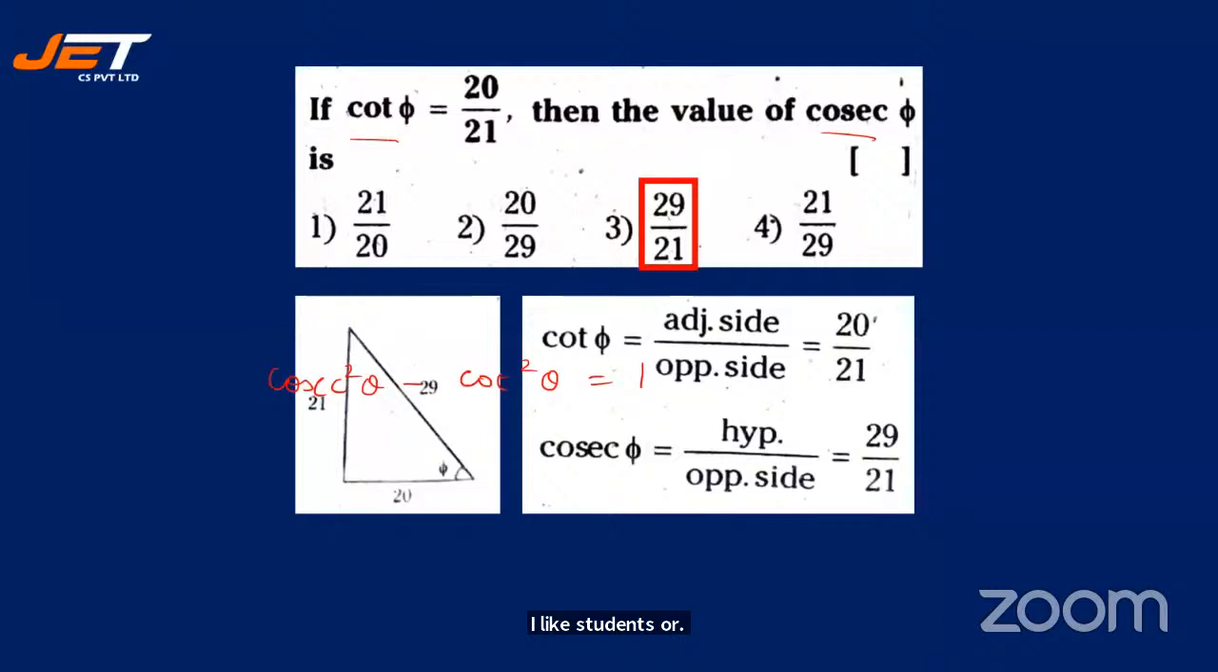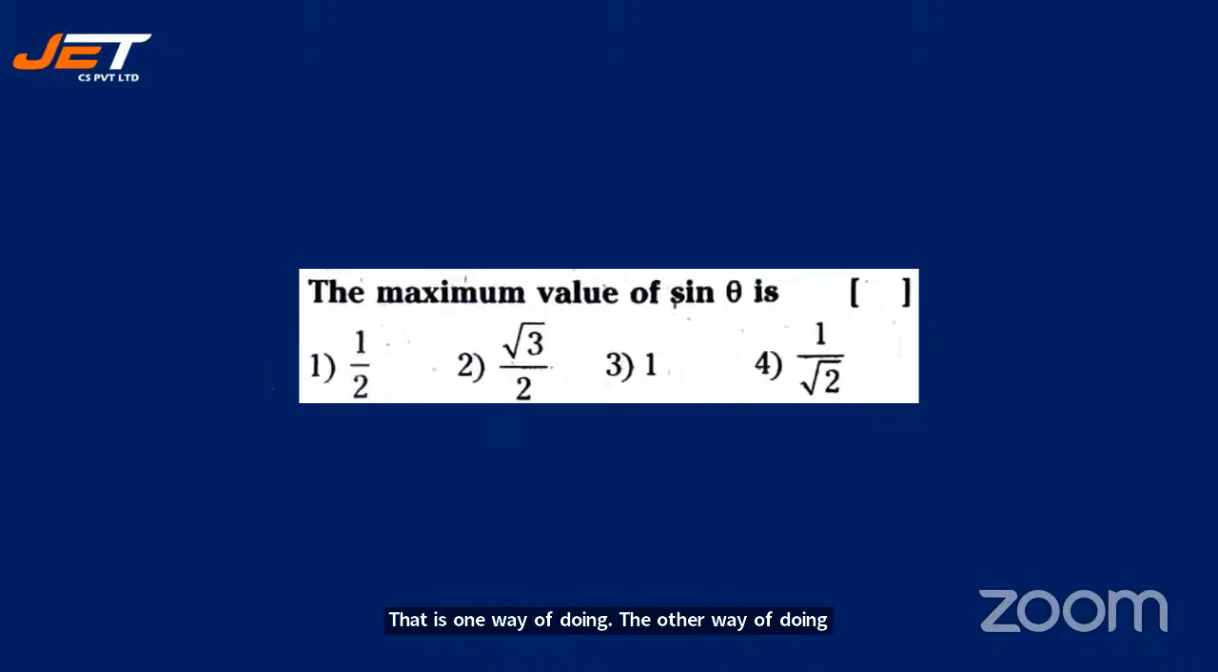Or you can also use this formula: cosecant square theta minus cot square theta is 1. So what is cosecant square theta? It is nothing but 1 plus cot square theta. Take the LCM, get the root and find out cosecant theta. That is one way of doing it. The other way is using the Pythagoras theorem. All right. Yes, see the next question.